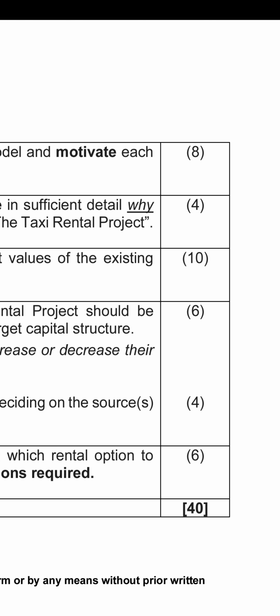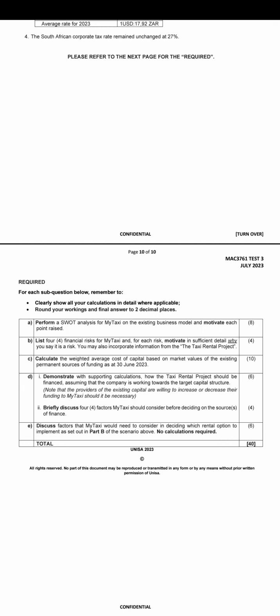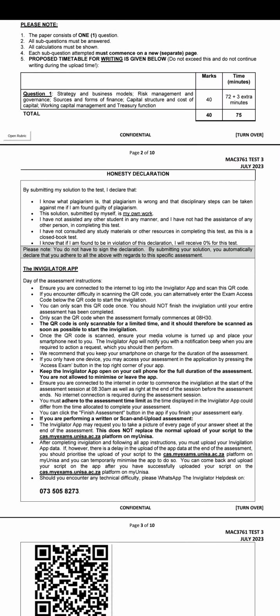Looking at your cost of capital question, 10 marks have been allocated to it. So 10 times 1.5 is 15. 15 minutes should be spent on this as a maximum. I think you guys get the idea, right? So, going back.